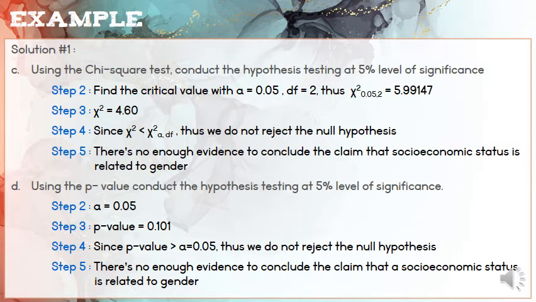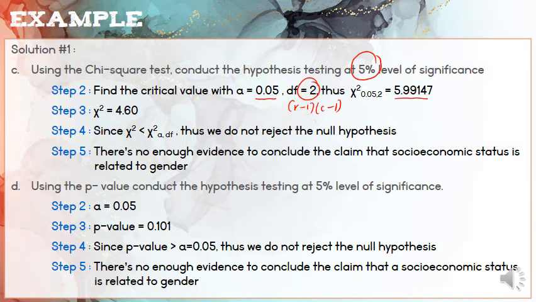So the next question is, using the chi-square test, conduct the hypothesis testing at 5% level of significance. So in step 2, we should find our critical value. Since we are using 5% level of significance, our alpha will be 0.05 with degree of freedom 2. This is row minus 1, column minus 1. Thus, chi-square 0.05 with degree of freedom 2 is equivalent to 5.99147. This is from the table.